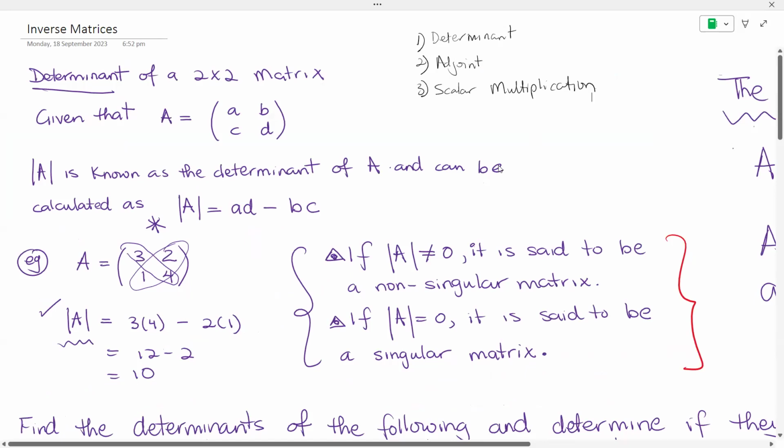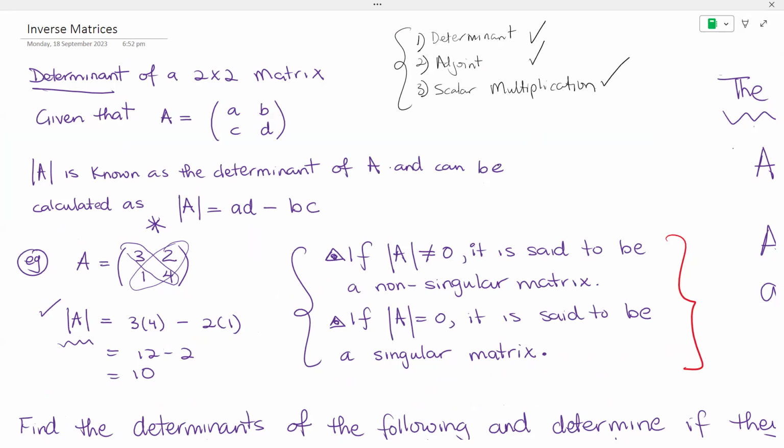To work out an inverse of a matrix, we have 3 steps to follow. 1, we're going to find the determinant of the matrix. 2, we're going to find the adjoint of the matrix. And then we are going to do a scalar multiplication at the end to complete our solution. Right, so what is a determinant?